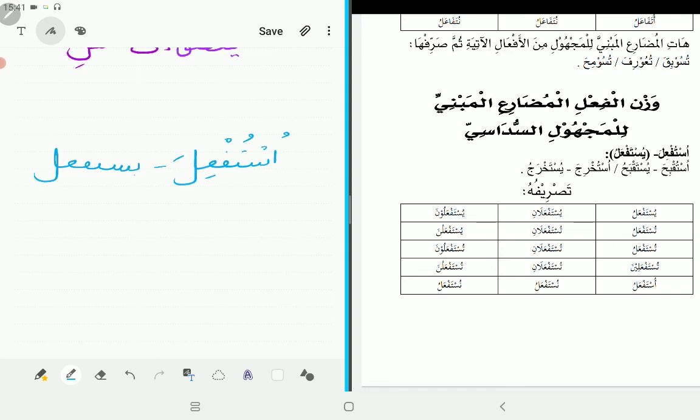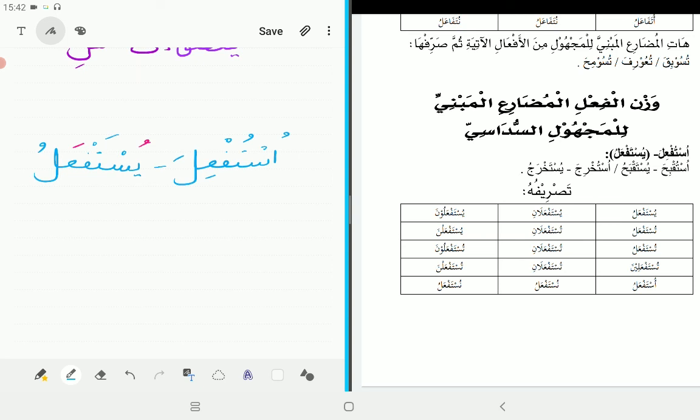Apply the principle, right? So the first letter takes a dhamma, and the letter before last takes a fatha, and everything else remains the same. So you say yustaf'alu. Everything else remains the same as the present tense. So yustaf'alu.